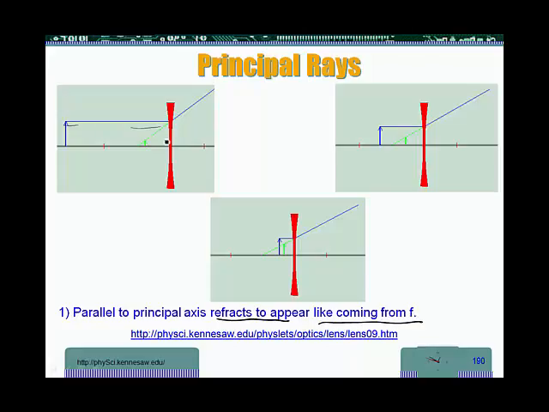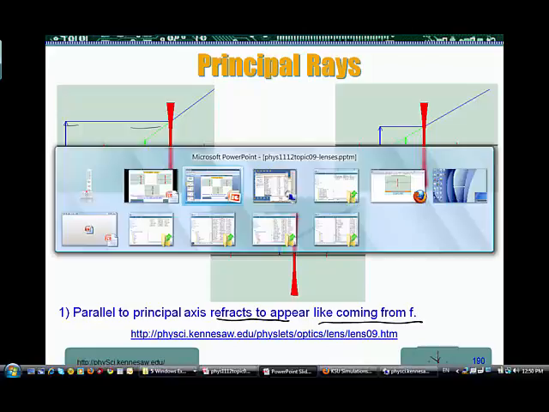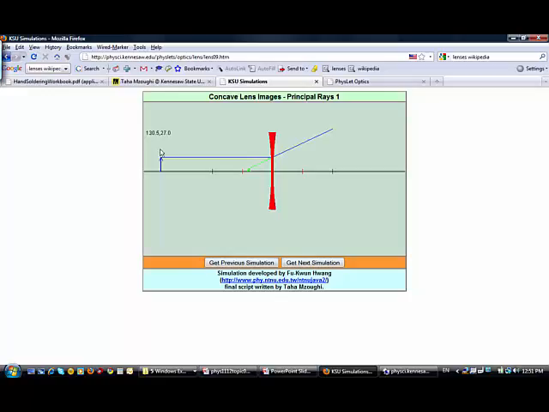So this is our beam. As it emerges out, it looks like it's coming from the focal point. And that's irrelevant of the position of the object. Okay, now let's look at it in a simulation. Here we go. In all cases, it's going to look like it's coming from the focal point.